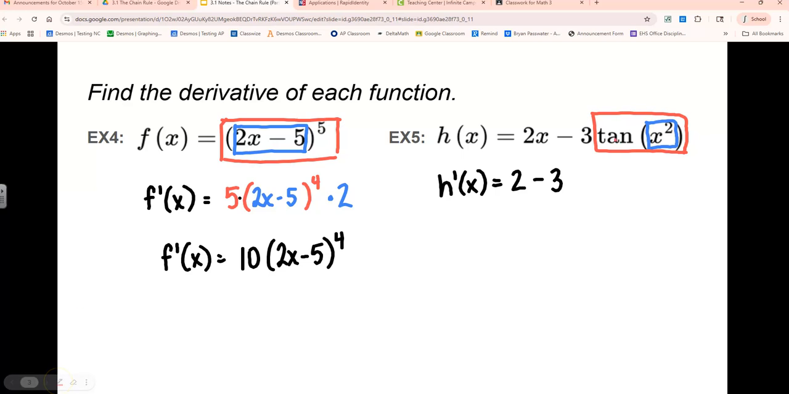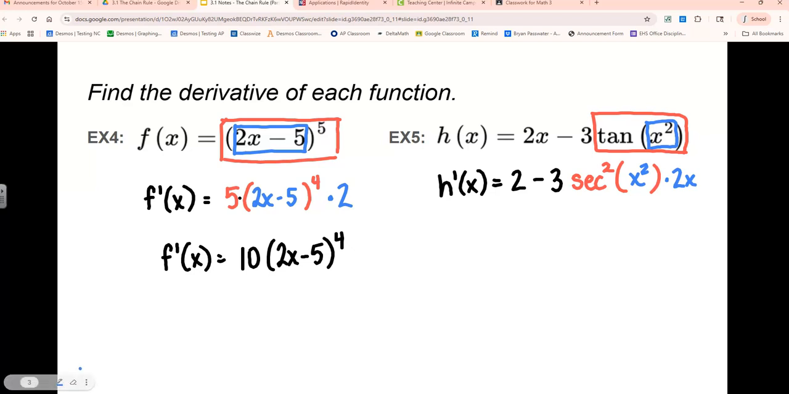So when you take the derivative of tangent, this is going to test our memories here. What's the derivative of tangent? Secant squared. So derivative of tangent is secant squared of stuff, right? The stuff is x squared. We do not take the derivative of it here. So the blue box has to stay the same in that first step. But then we must multiply by the derivative of the stuff. What is that? 2x.